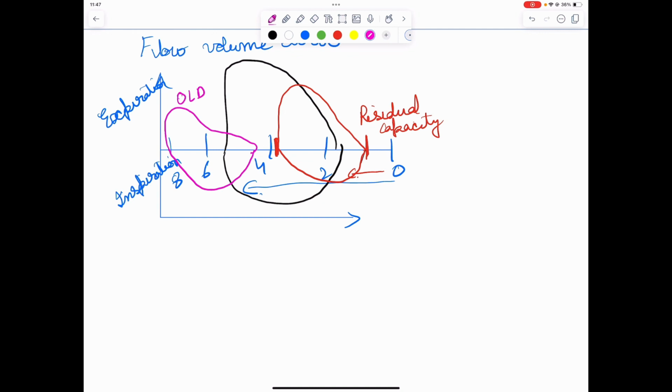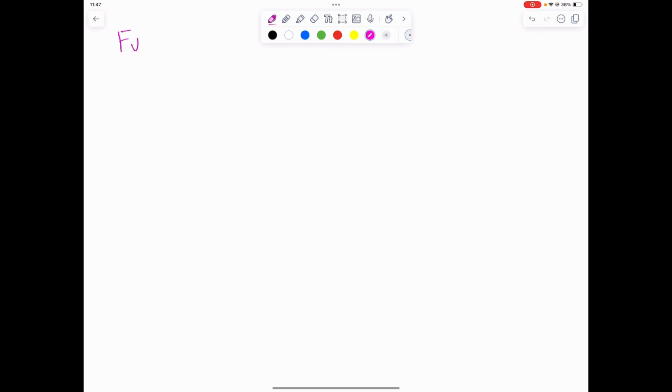Now let us move on to the flow volume curves. Remember, the trick is that in obstructive disease, what we get is a scooping pattern. If you do not allow a dog to go outside in the street, it will do its toilet inside only. So just remember this.